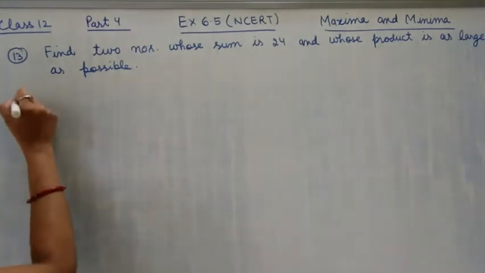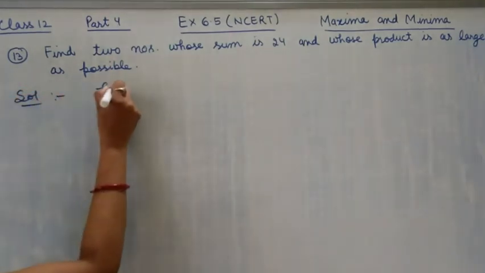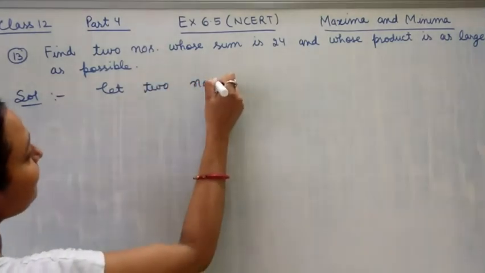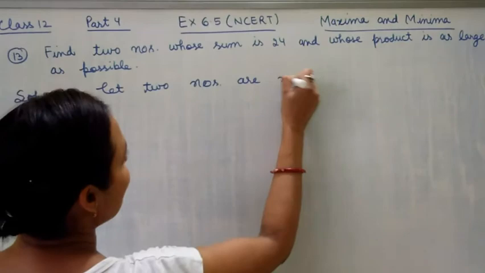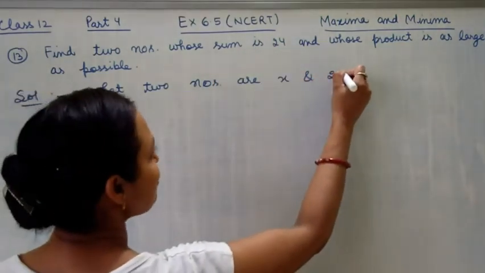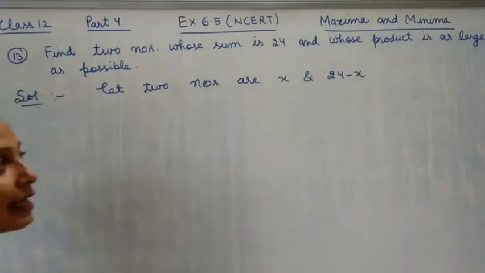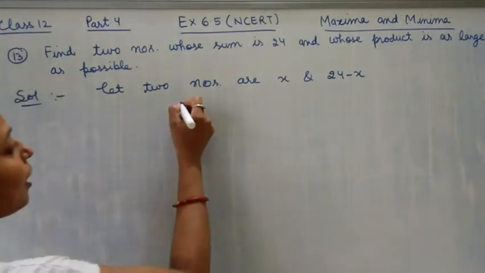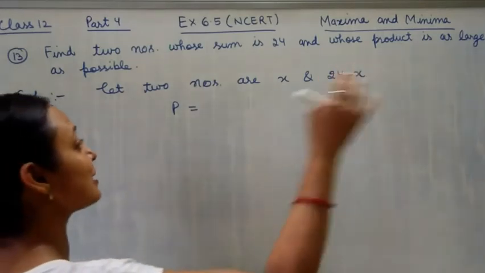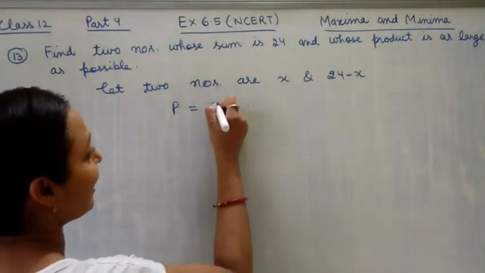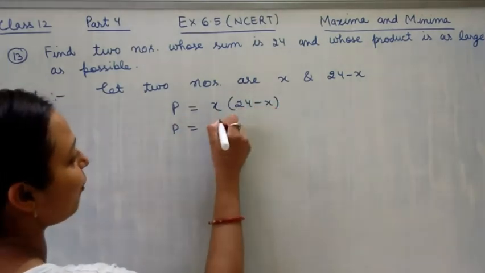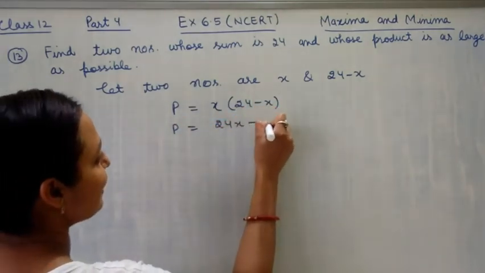So let's suppose the two numbers are x and, since the sum is 24, the second one is 24 minus x, right? So these are the two numbers. According to the question, the product should be maximum, that is as large as possible. The product is x into 24 minus x. So you have to multiply first of all: 24x minus x square.